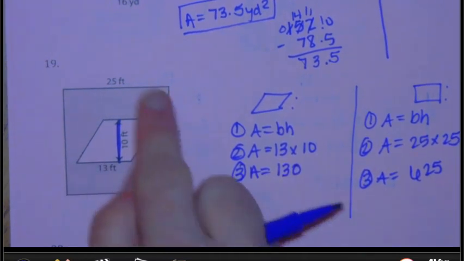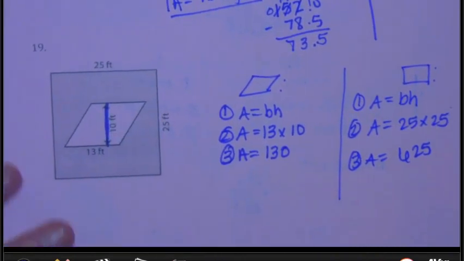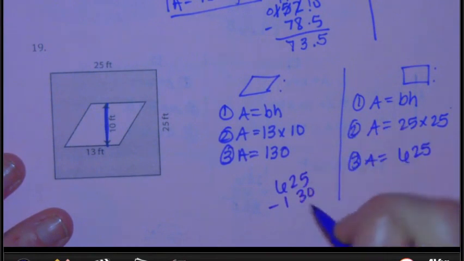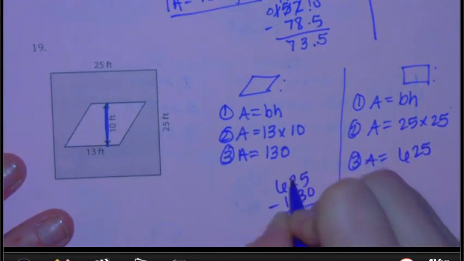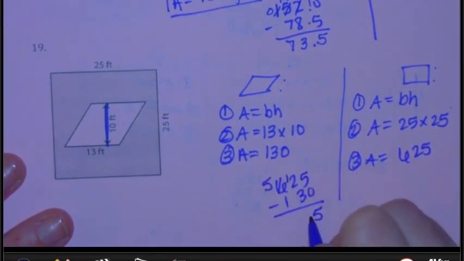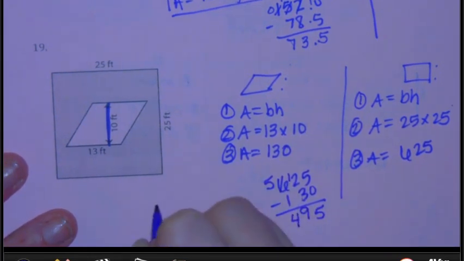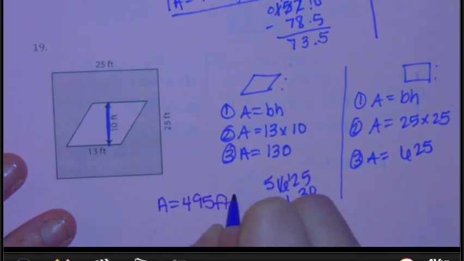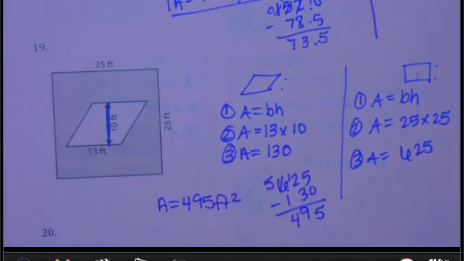Now I want to find just the shaded, which means I'm going to subtract the two numbers together. So 625 minus 130. 5, I have to borrow and carry again. So 7, 8, 9. And then 5 minus 1 is 4 to give me a leftover area of 495 feet squared. 495 feet squared.